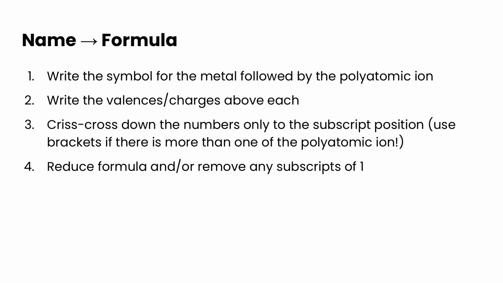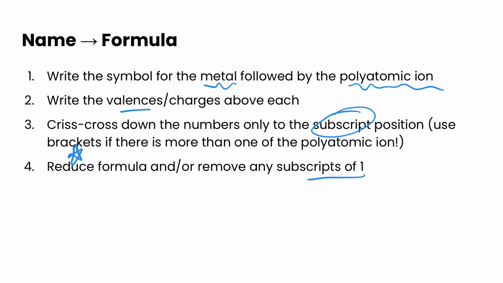Okay, so now that we're through with all the memorizing stuff, let's actually get into the naming. And the naming is relatively easy. So if we're going name to formula, we're going to write the symbol of the metal, followed by the symbol for the polyatomic ion. We're going to write the valences above each, and then crisscross the numbers down to the subscript position. And we have to make sure we use brackets if there's more than one of the polyatomic ion. And then finally, reduce the formula or remove any subscripts of 1.